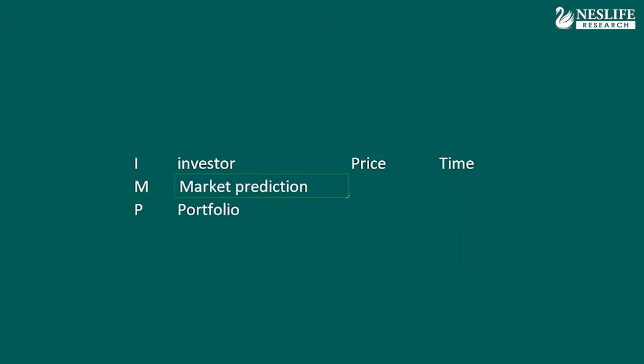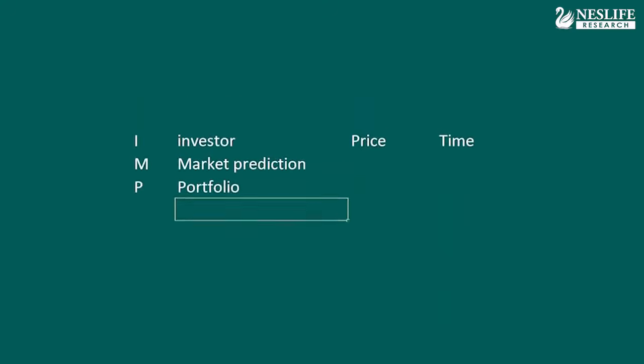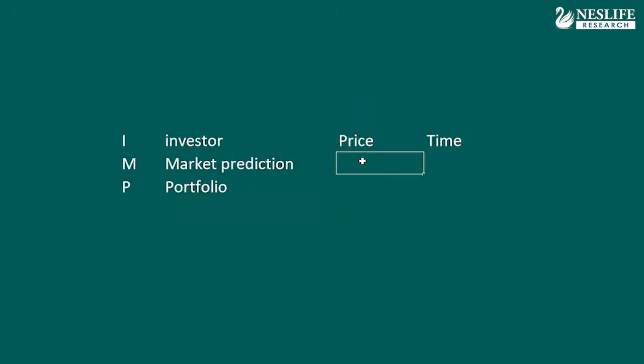Second is market prediction. Those who learn technical analysis and fundamental analysis can predict what can happen in the next 1 year, 2 years. Then they can reduce their equity position and invest more in debt. That is called tactical asset allocation, or based on market prediction.